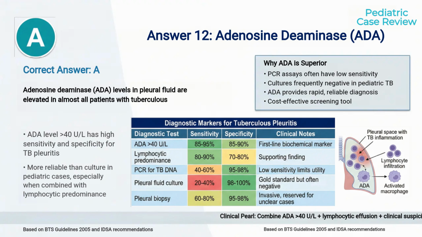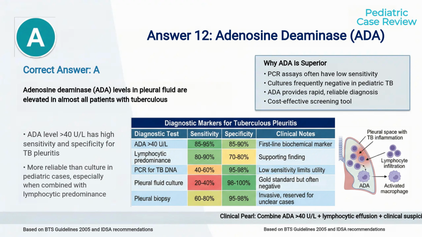Adenosine deaminase levels in pleural fluid are elevated in almost all patients with tuberculous pleuritis. A level above 40 units per liter has a sensitivity of 85 to 95% and a specificity of 85 to 90% for tuberculous pleuritis. This makes it far superior to the alternatives in this clinical context. C-reactive protein and erythrocyte sedimentation rate are nonspecific inflammatory markers that cannot distinguish tuberculosis from other infectious causes. Procalcitonin is elevated in bacterial infection, but not reliably in tuberculosis.